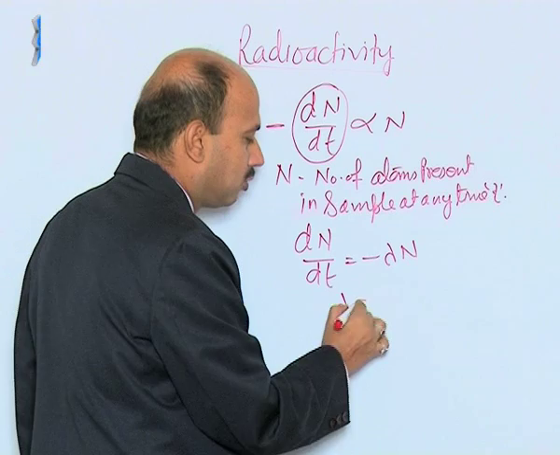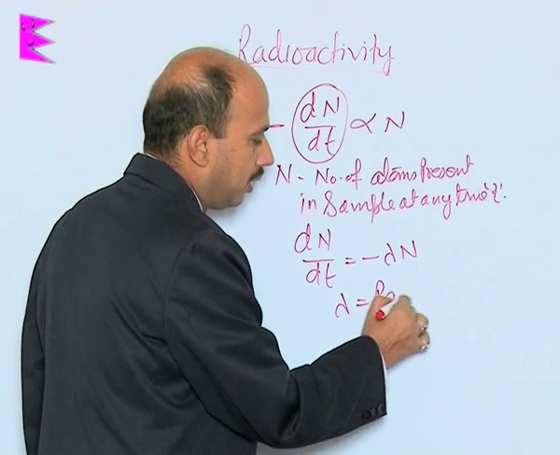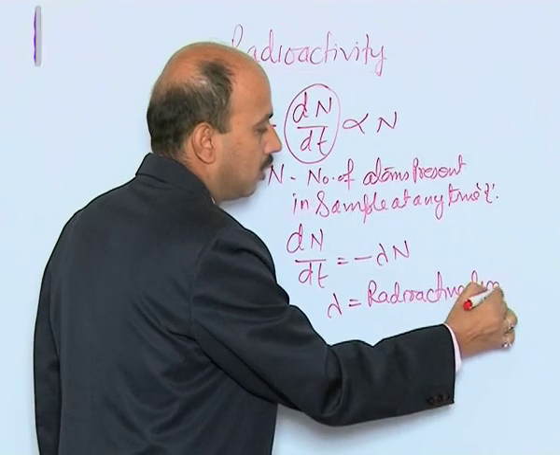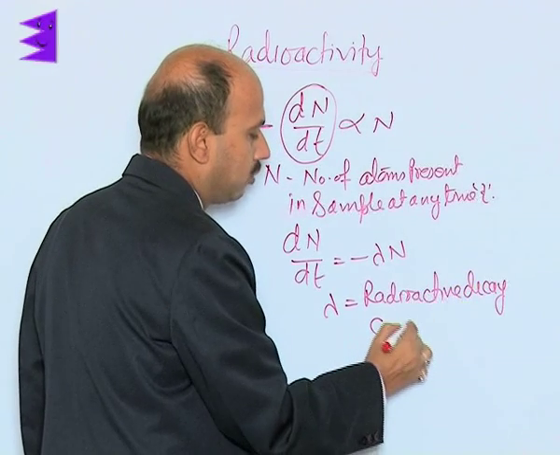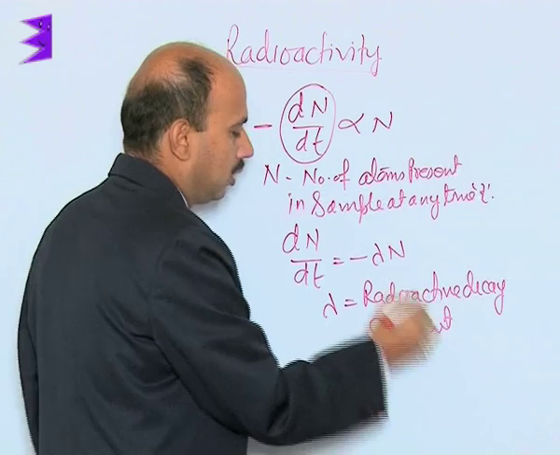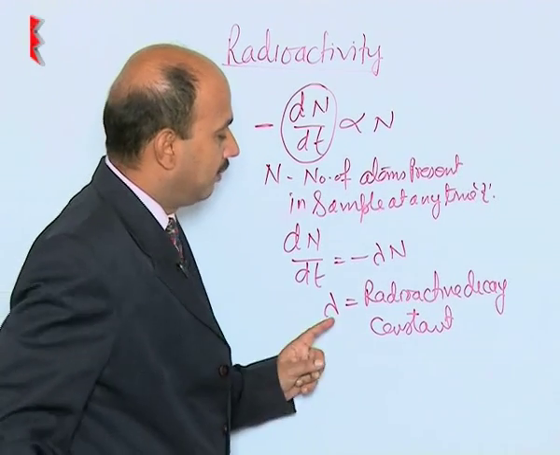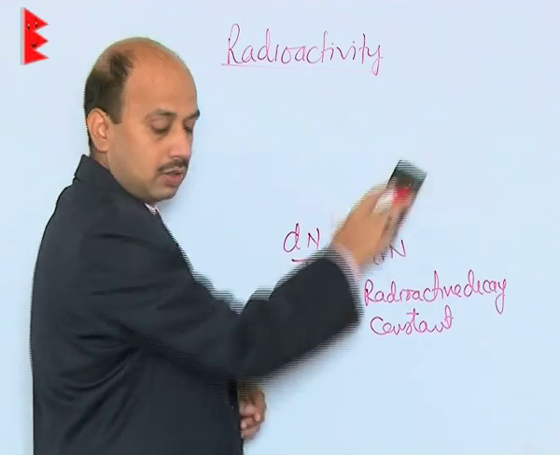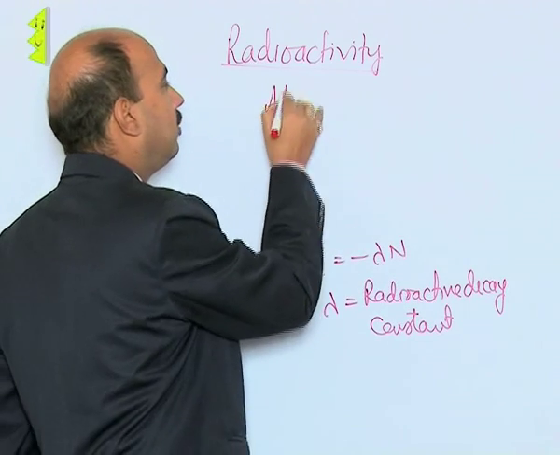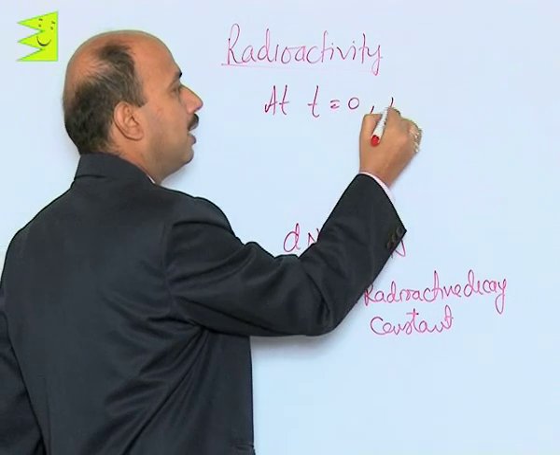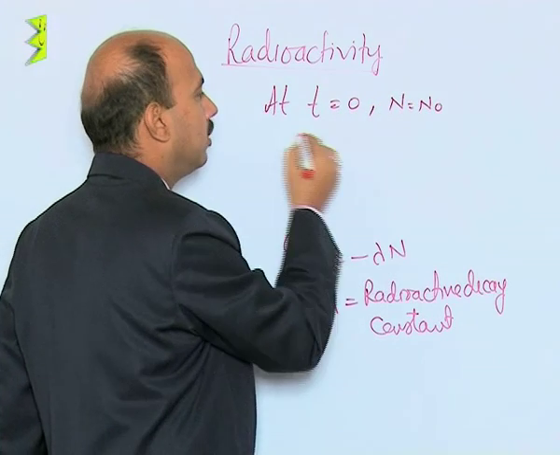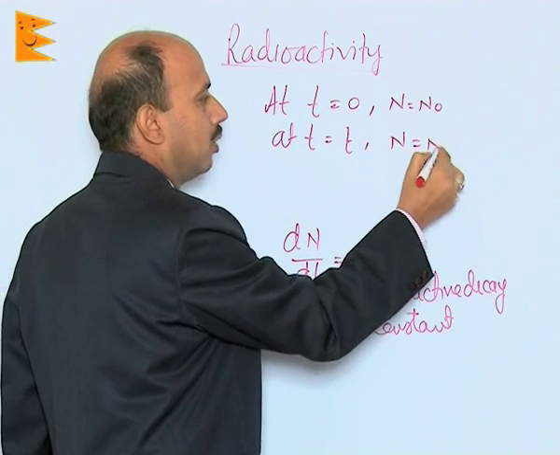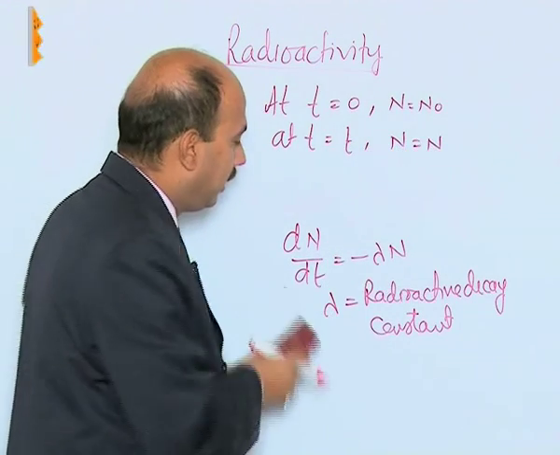where lambda is known as the radioactive decay constant. So now we can integrate it. Suppose at t equal to 0, the number of atoms was N equal to N naught, and at t equal to t, the number of atoms is N. Then we can integrate it.